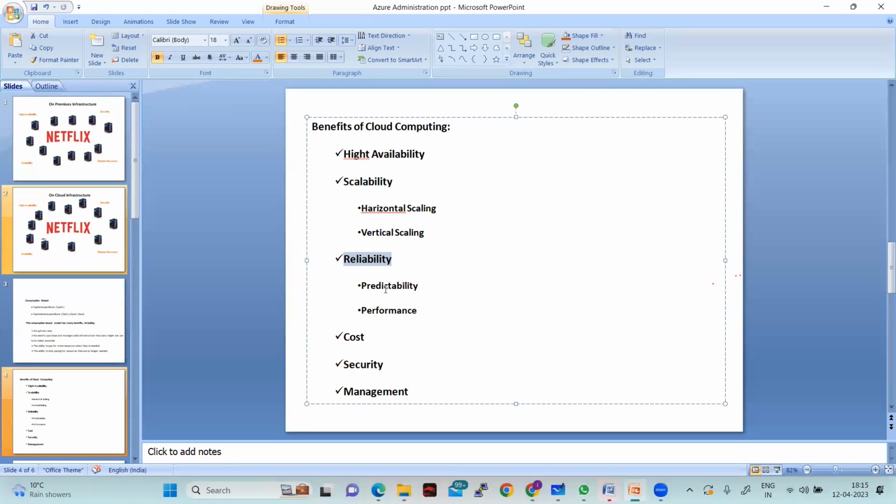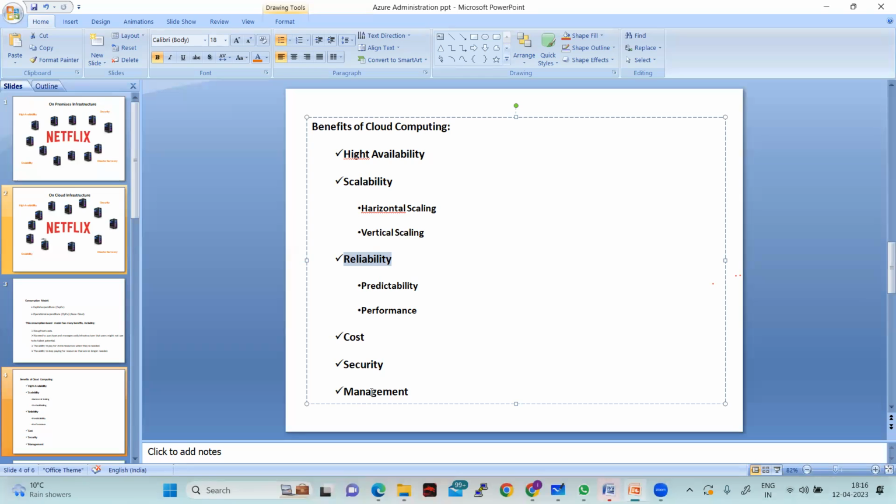There is already a reliability service available in place in the cloud services. You can basically use those services as well. So this is what reliability is all about. And the cost: as I told you, you only pay for what you use. And the security, of course, is already in place. The cloud provider will basically take care of the security as well. Of course, you also have to take care of the security a bit, but we will talk about that security part later.